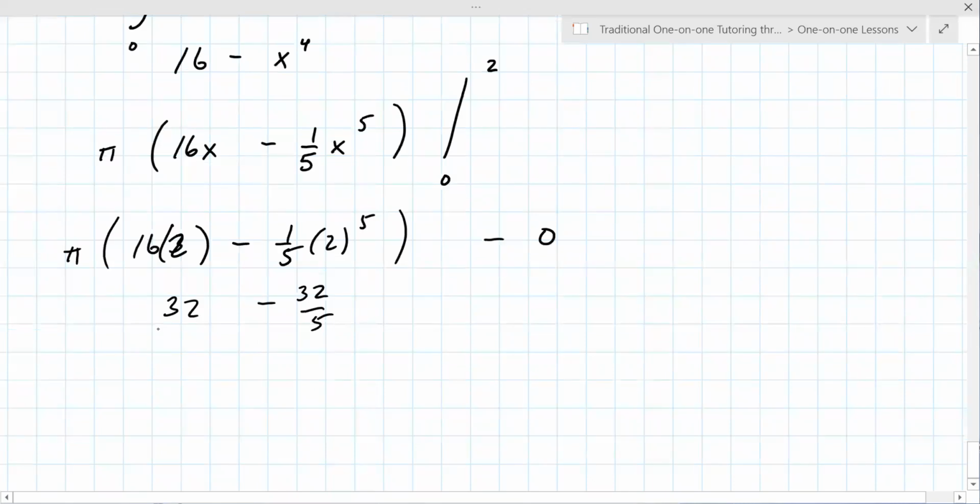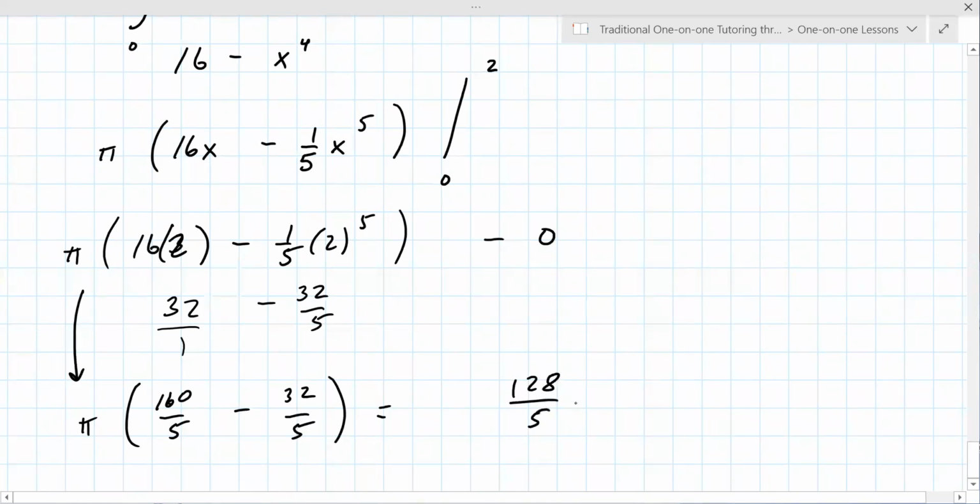And then you got to make a common denominator here. If you don't have a calculator, you got to multiply by 5. So this becomes 160 over 5 minus 32 over 5. Don't forget to bring down the pi. And you get a lot of answers that start looking like this, like 128 over 5 times pi. That's what it is.